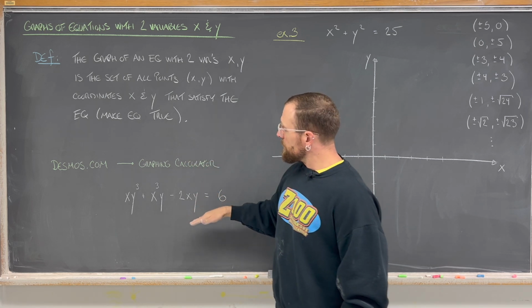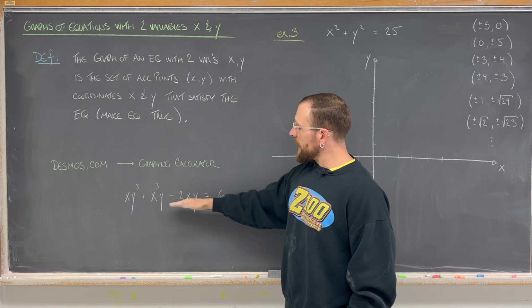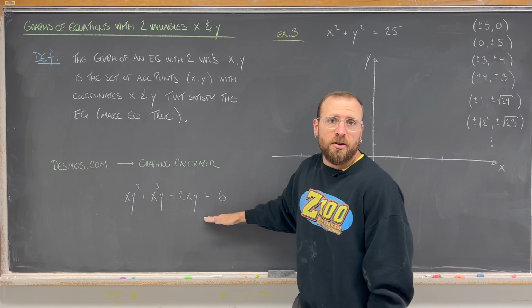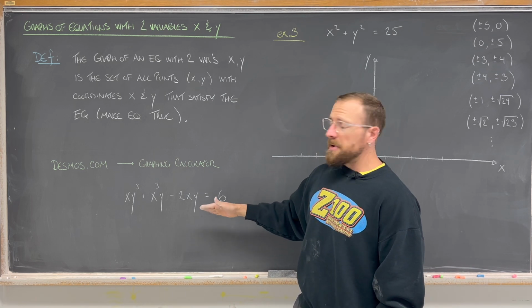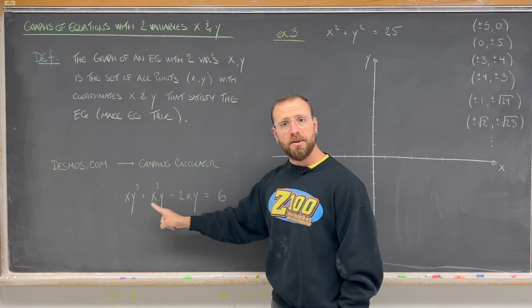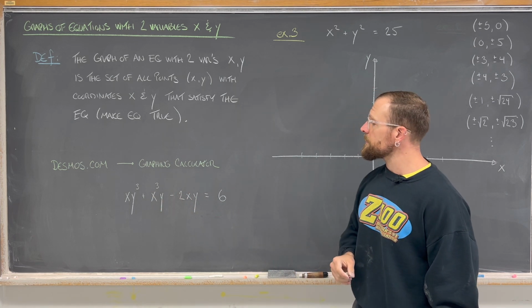So for example, here's an equation involving x and y. This is what I'm talking about when I say an equation with two variables x and y. This is a great example. Okay? I just made this up, I just wrote this down, but it's certainly an equation, and it does involve two variables x and y, and only two variables.